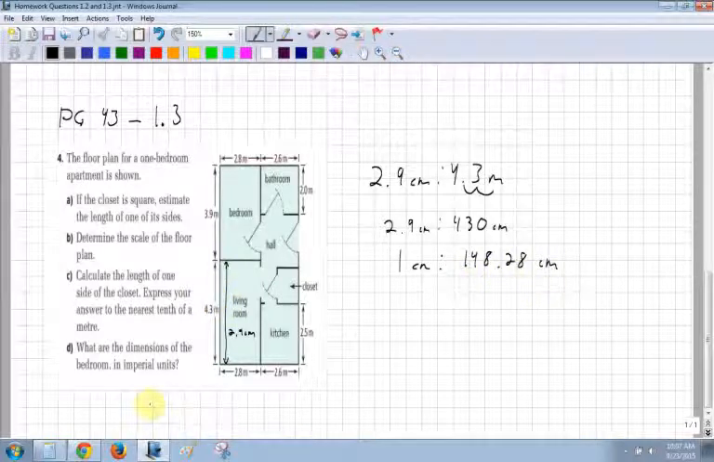Same thing. So you should be able to finish off all of these, especially part C where it says calculate the length. Now you can actually measure the length of the closet with a ruler, and you can figure it out semi-accurately. Again, it's going to be different than the back of the book by a little bit, but you can figure it out close, right? Very close. And then what are the dimensions of the bedroom in imperial units? You look at the bedroom and you convert those to imperial units, so that one shouldn't be too bad.